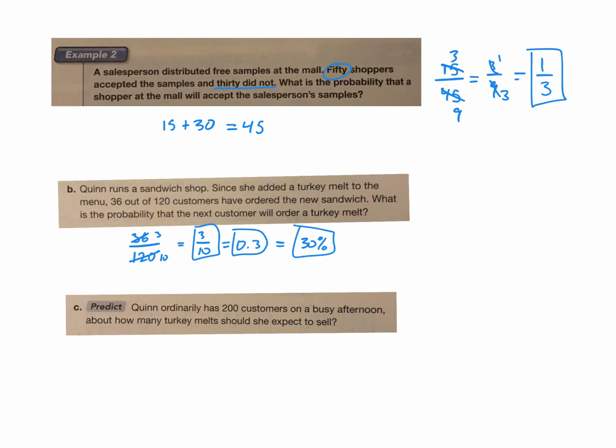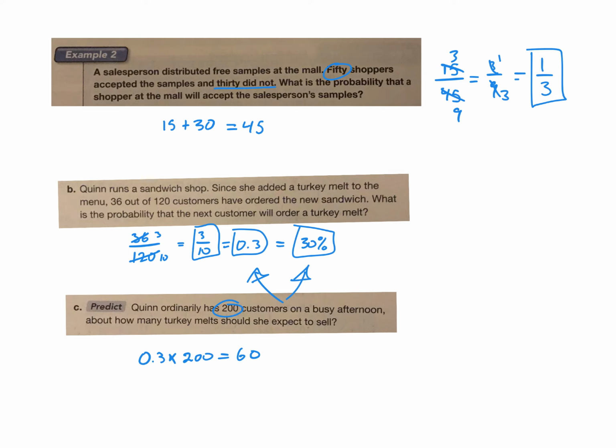For practice set C, it says Quinn ordinarily has 200 customers on a busy afternoon. About how many turkey melts should she expect to sell? Well, this kind of goes back to yesterday's lesson, lesson 58, where we're trying to find a part. I have how many customers, that's the whole, and I have the percent up here, or that as a decimal right there. So then I need to say the percent as a decimal, 0.3, times the whole, which is 200, which would equal the part. And so I'll just, on my calculator, say 0.3 times 200, and that gives me 60.